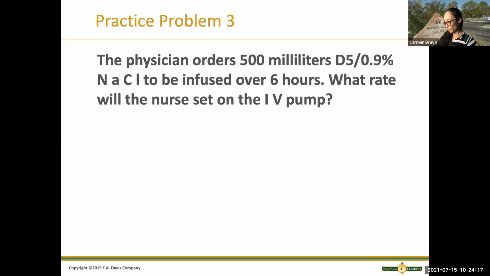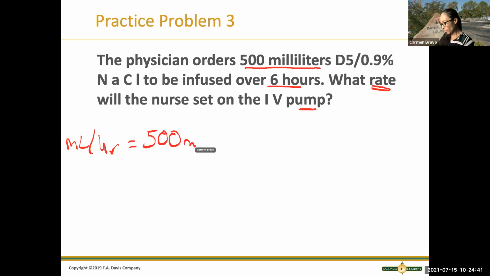So let's see this one. Again, rate, pump, so I know it's mLs per hour. The order here says 500 milligrams of D5 and normal saline over 6 hours, and it's asking me how many mLs per minute. So I have 500 mLs over 6 hours. I already have it there.